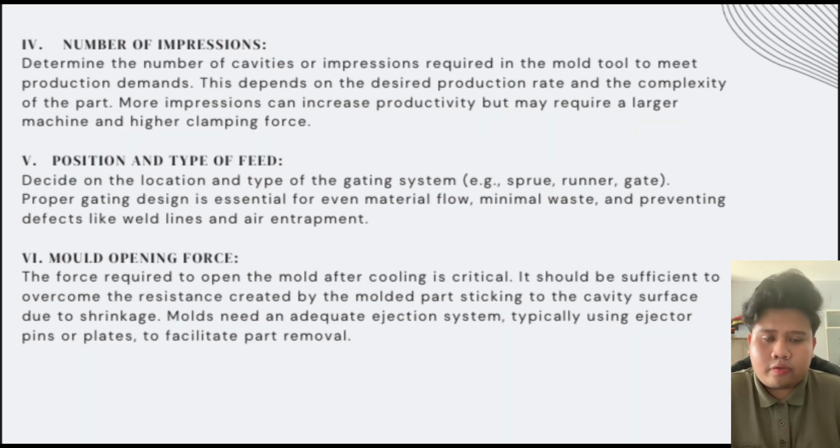Number 4, number of impressions. Determine the number of cavities or impressions required in the mold to meet production demand. This depends on the desired production rate and the complexity of the part. More impressions can increase productivity but may require a larger machine and a higher clamping force. Number 5, position and type of feed. Decide on the location and type of the gating system. Examples: sprue, runner, gate. Proper gating design is essential for even material flow, minimal waste, and preventing defects like weld lines and air entrapment.